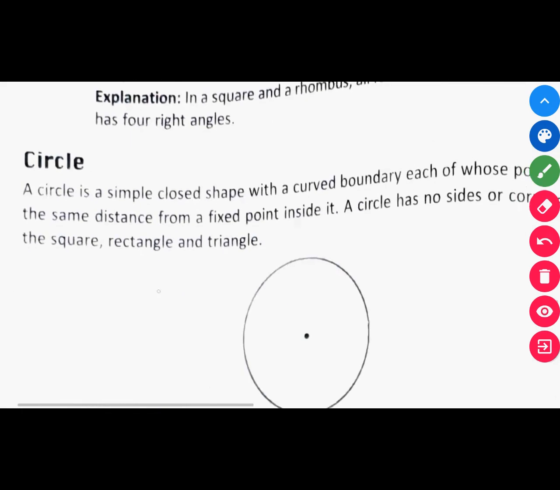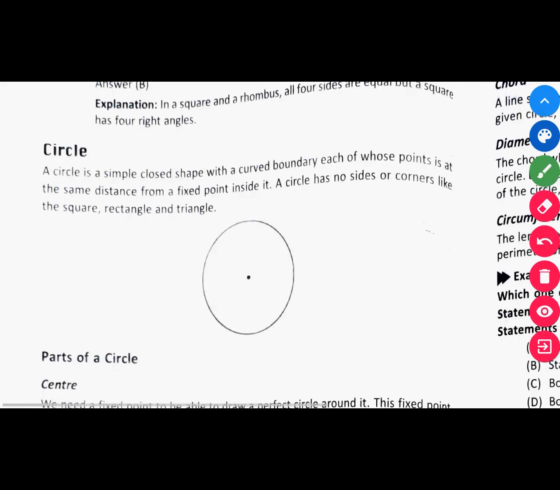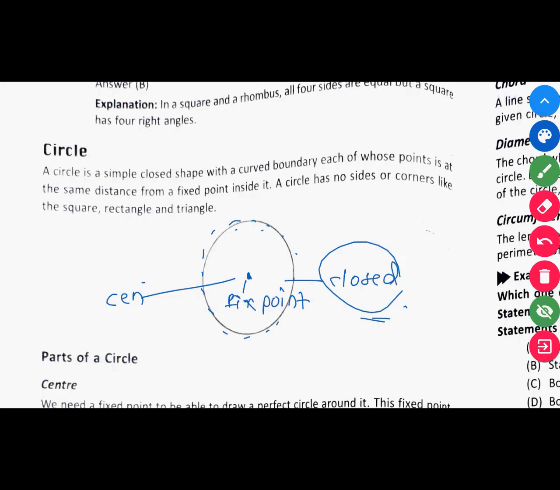Now the circle. You learn about the circle in your class also. Many dots join each other to form a circular shape, and it is again a closed figure. Okay. So it is known as circle. It has one central fixed point known as center of the circle.